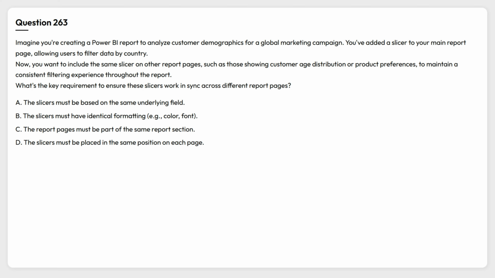Option A. The slicer must be based on the same underlying field. Option B. The slicers must have identical formatting, for example color, font. Option C. The report pages must be part of the same report section. Option D. The slicers must be placed in the same position on each page. The correct answer is option A. The slicer must be based on the same underlying field.